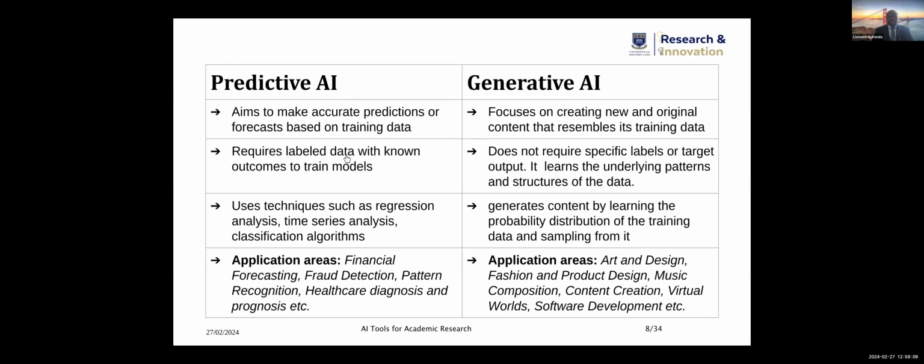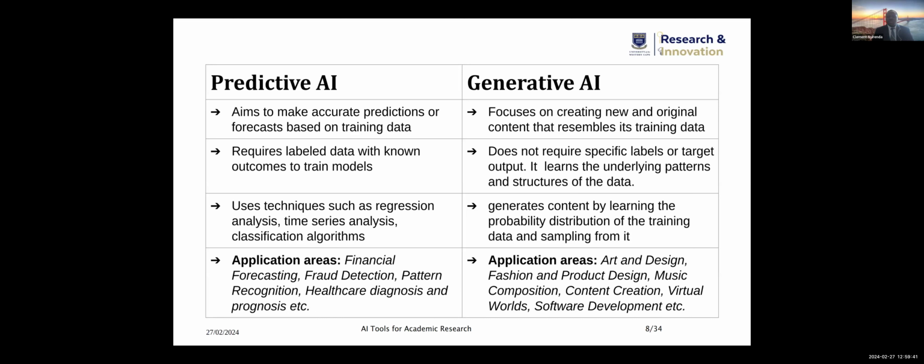Then predictive AI will require labeled data with known outcomes to train models. On the other hand, generative AI does not require labels. So it will learn the underlying patterns and structures of the data. And then predictive AI uses techniques such as regression analysis, time series analysis, classification algorithms, whereas generative AI will generate content by learning the probability distribution of the training data and sampling from it.